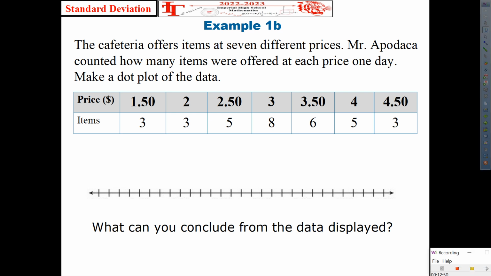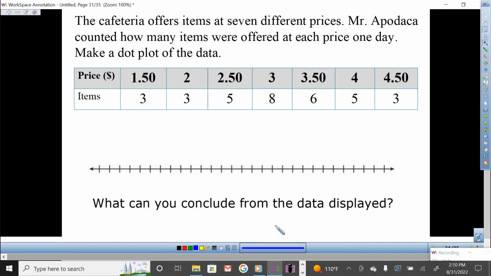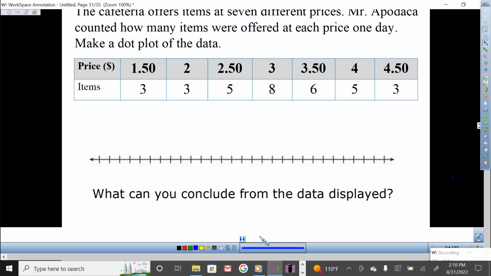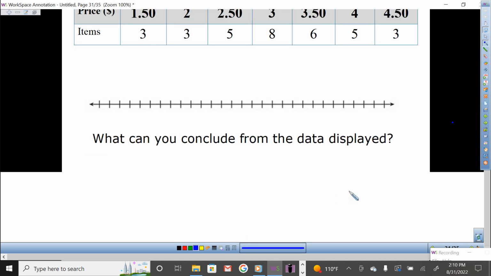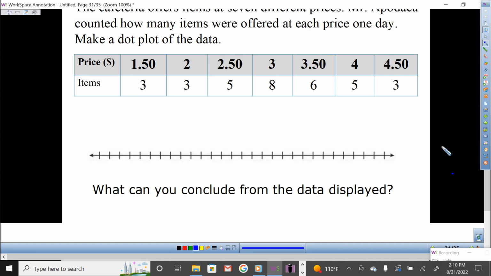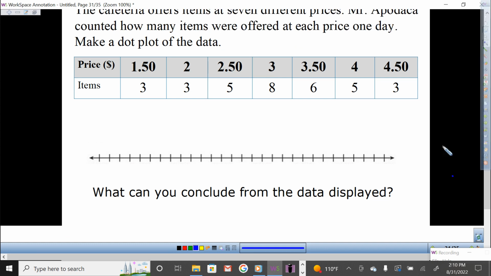To give us the conclusion of this data, what can you conclude from what you came up with? Let's see. Mel, pick someone. Who? Maddie, what can you conclude? Most items in the cafeteria are priced at $3. Is that pretty accurate, by the way? How much are the prices here?